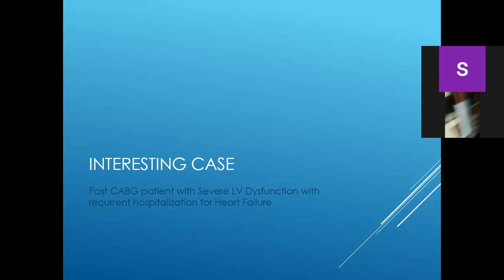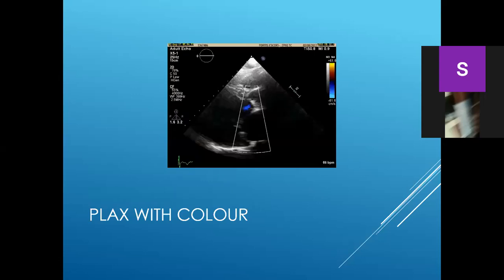And this is one thing which I just wanted to show, that this is a post CABG patient with severe LV dysfunction with recurrent hospitalization for heart failure. Now, if you look at this parasternal long axis, the LV is poor. There is tenting of the mitral. If you look at the aortic, it is thickened, calcific, with posterior shadowing, and some bit of aortic regurgitation.